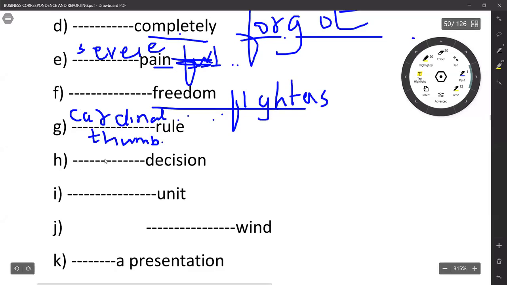Come on, next one. Decision. Good decision. Tough decision. Best decision. Pending, okay. Important decision. Wise decision. Rational, okay. Major decision, okay. Good, guys. Unit. Decision making. Beautiful, yes. Okay, unit.